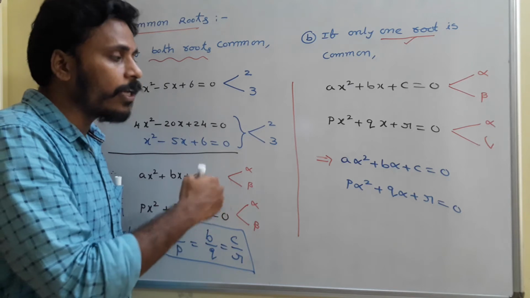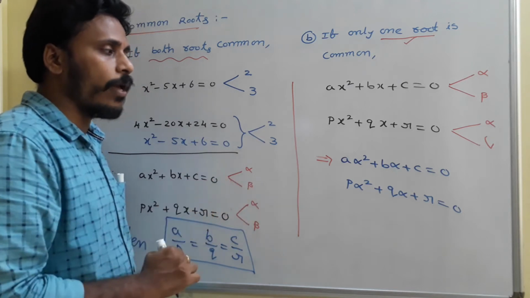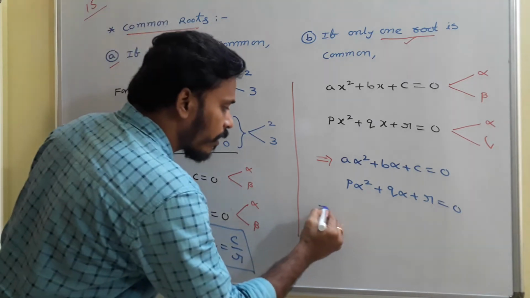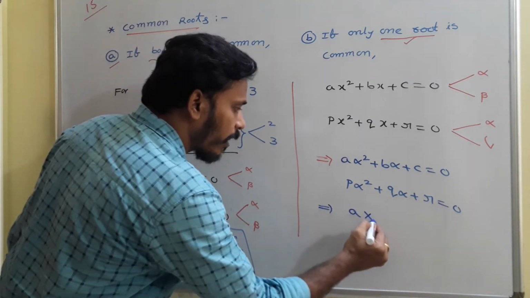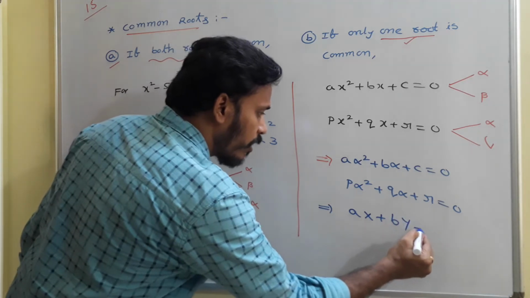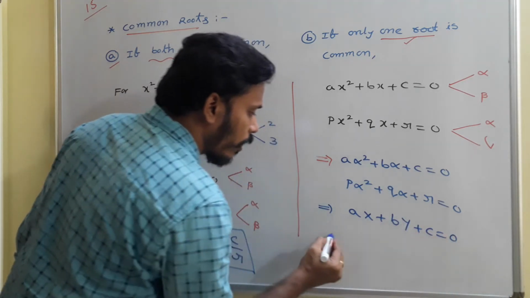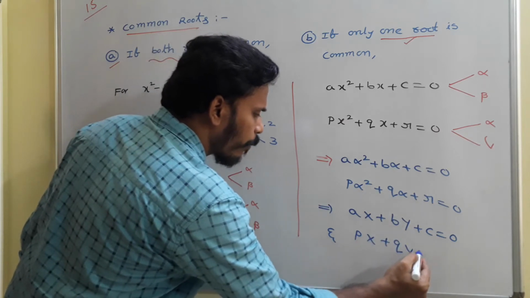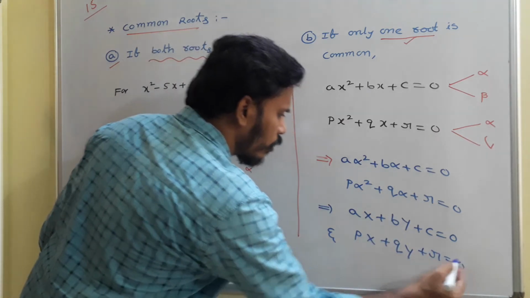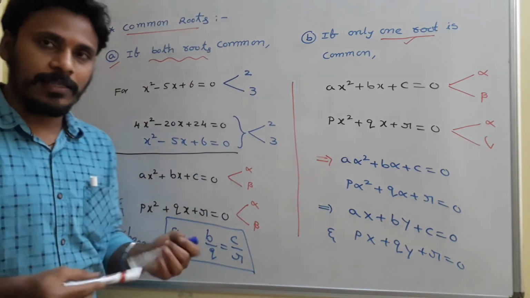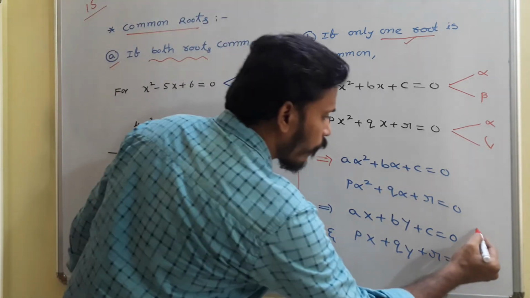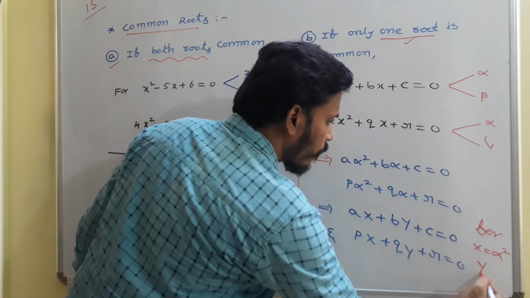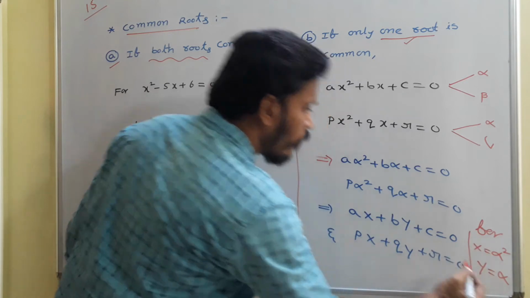Just for elimination of alpha, I am taking alpha square as capital X and alpha as capital Y. Then these two equations will become aX plus bY plus c is equal to 0 and pX plus qY plus r is equal to 0. Here, capital X is alpha square and capital Y is alpha.